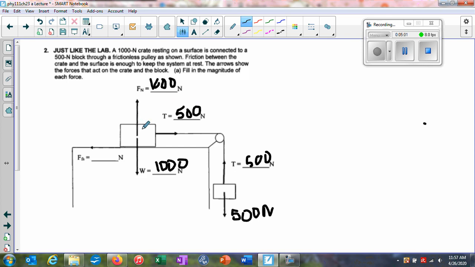So this crate is not still just because the weight of this crate is 1,000 newtons. It's still, and this is only 500 newtons, because there is another force. We can see that 500 newtons is pulling it this way, in what we've been calling the positive x direction, right? So I know that there has to be an equal force acting in the other direction. It's that force of static friction, and it's 500 newtons.